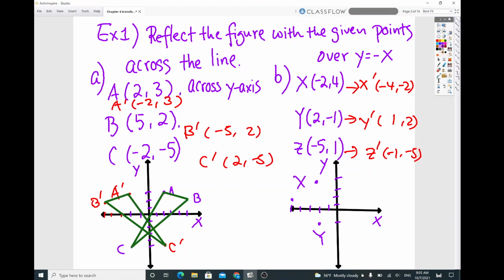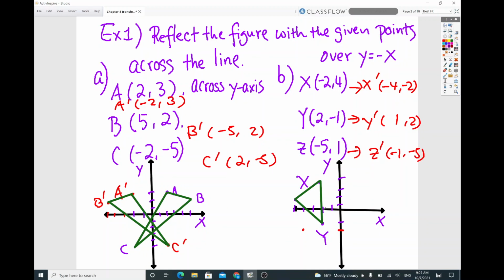Again, connect those dots. Triangle again. And then x prime, negative 4, negative 2. Okay, down here, 1 comma 2. Okay, supposed to be red.